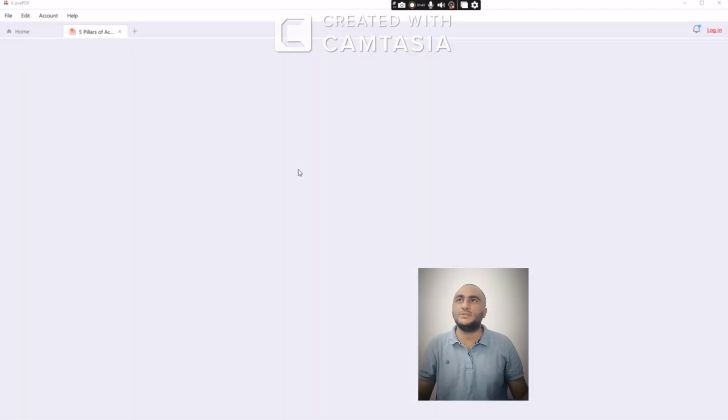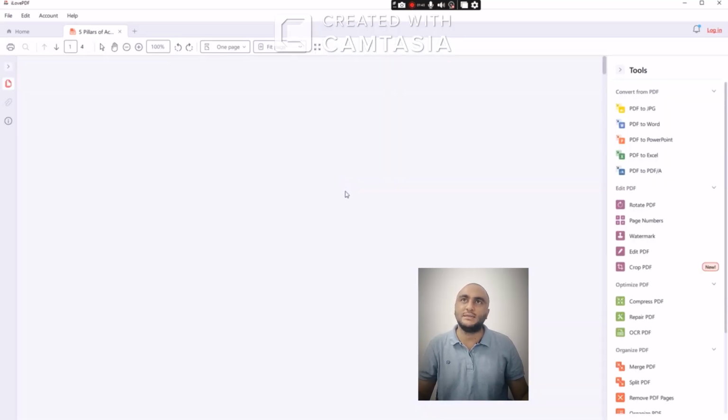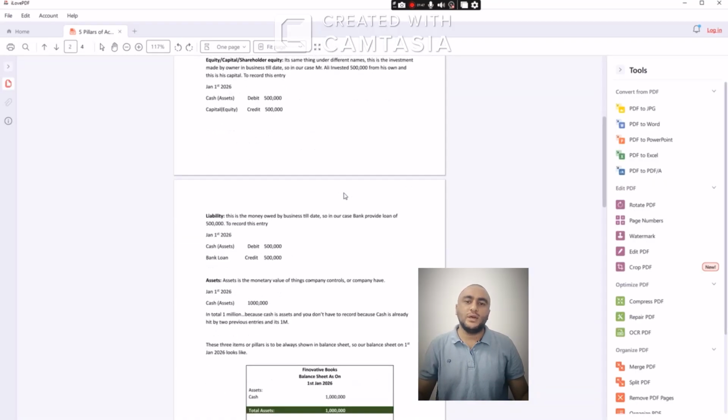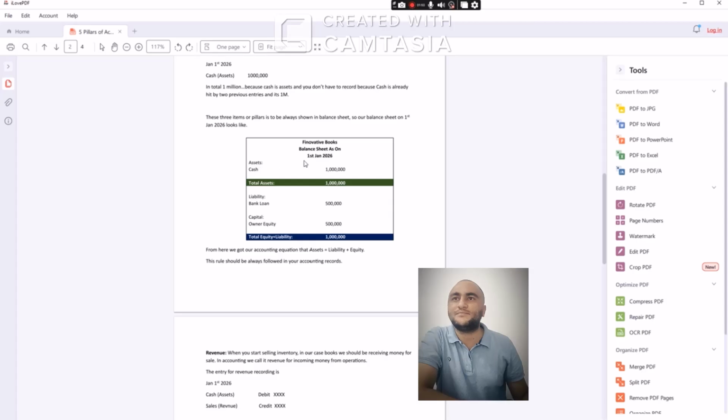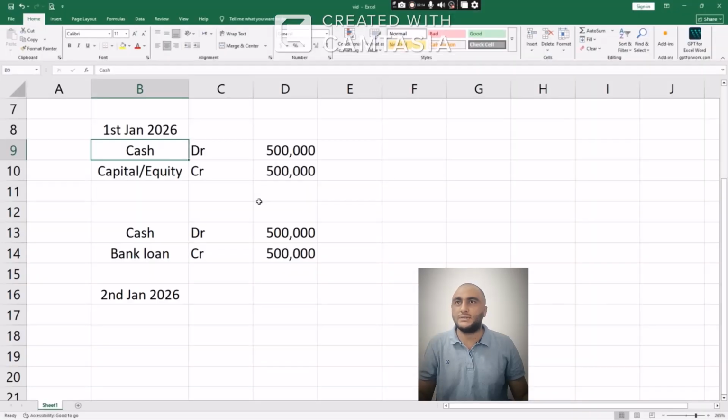At this stage we want to see our balance sheet. If we want to see our balance sheet, it will look like we have cash of 1 million. Here you can see the balance sheet as of 1st Jan 2026: cash will be 1 million, liability will be 500,000 as a bank loan, and owner capital will be 500,000. Again, total equity plus liability is equal to 1 million, and total assets will be 1 million. This fulfills our accounting equation.